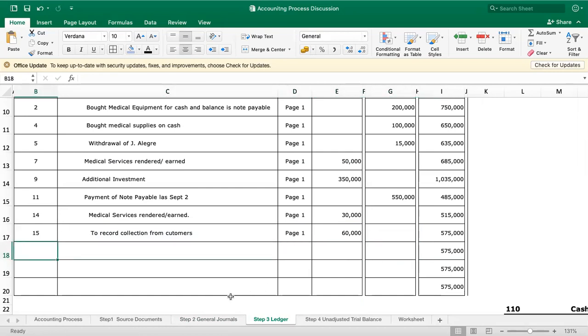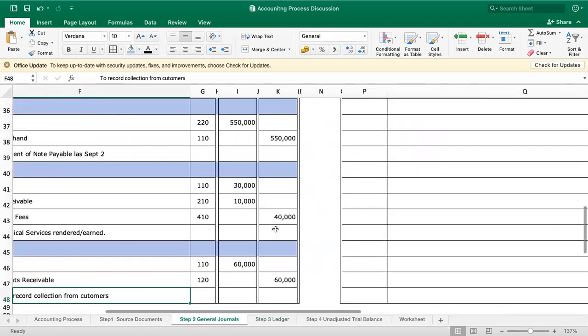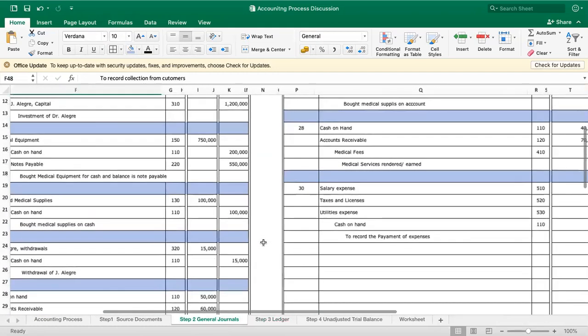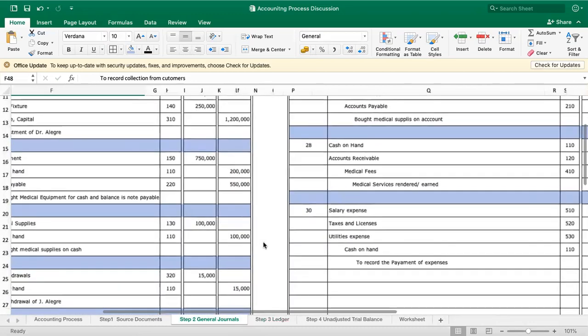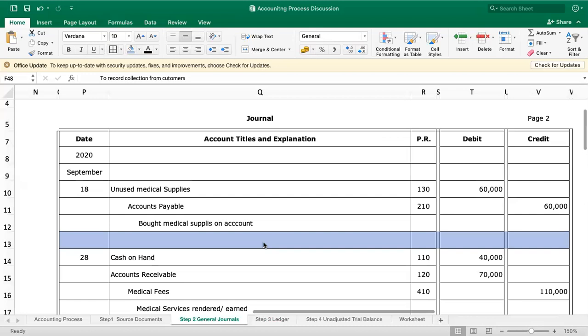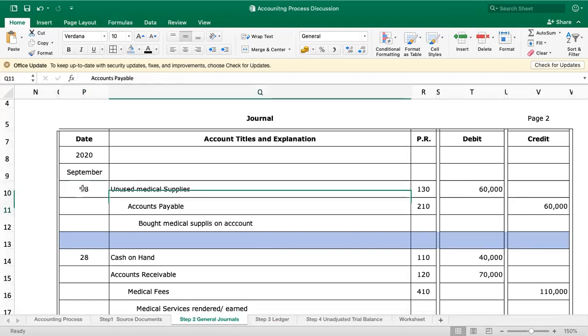Okay, next transaction. We are done with the first page. Let's proceed to the second page of our journal sheet. So let's find if there are transactions that affect our cash account. Here, September 18, walang cash, 'di ba? So no cash account is included here on September 18.